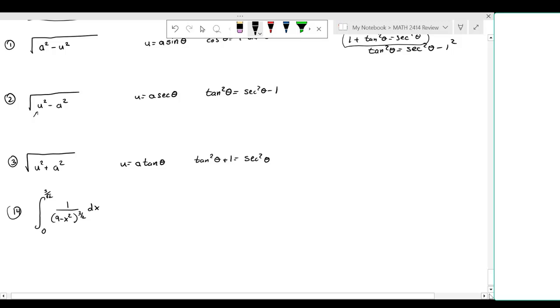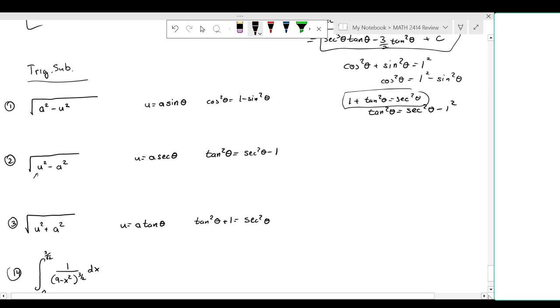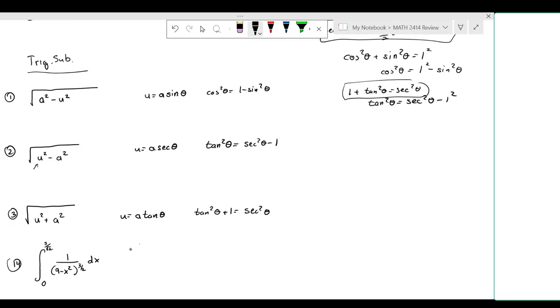Okay, so according to those three cases, what should x equal in our trig substitution? It looks like the first case, right? You have 9 minus x squared, which is like constant squared minus variable squared. So x should be 3 times sine theta. And then we complete the substitution. Of course, we need to compute the differential. Just don't forget the differential.